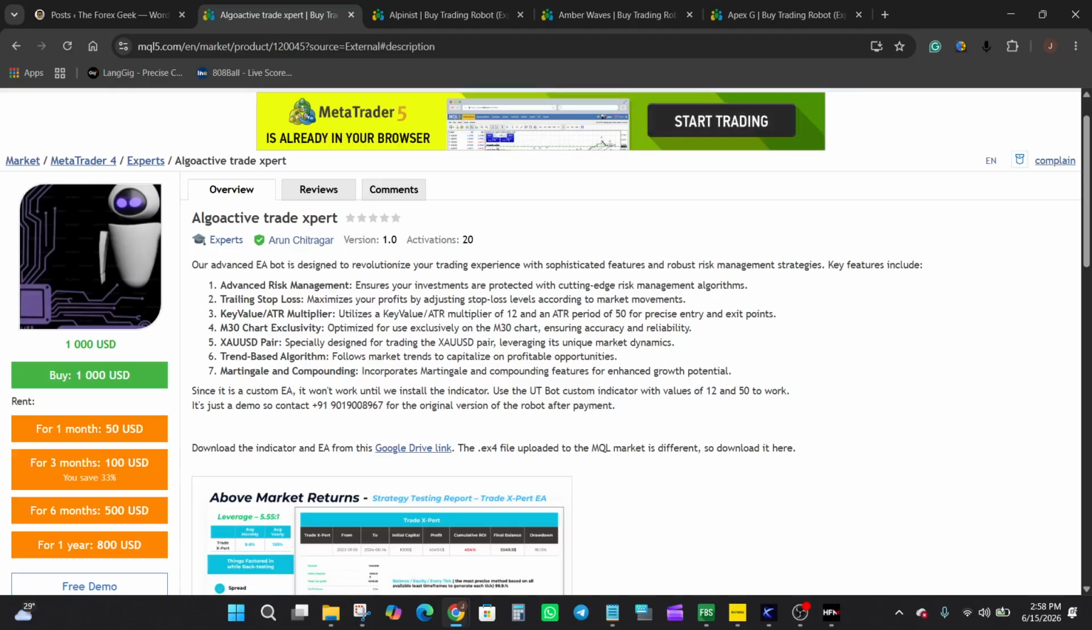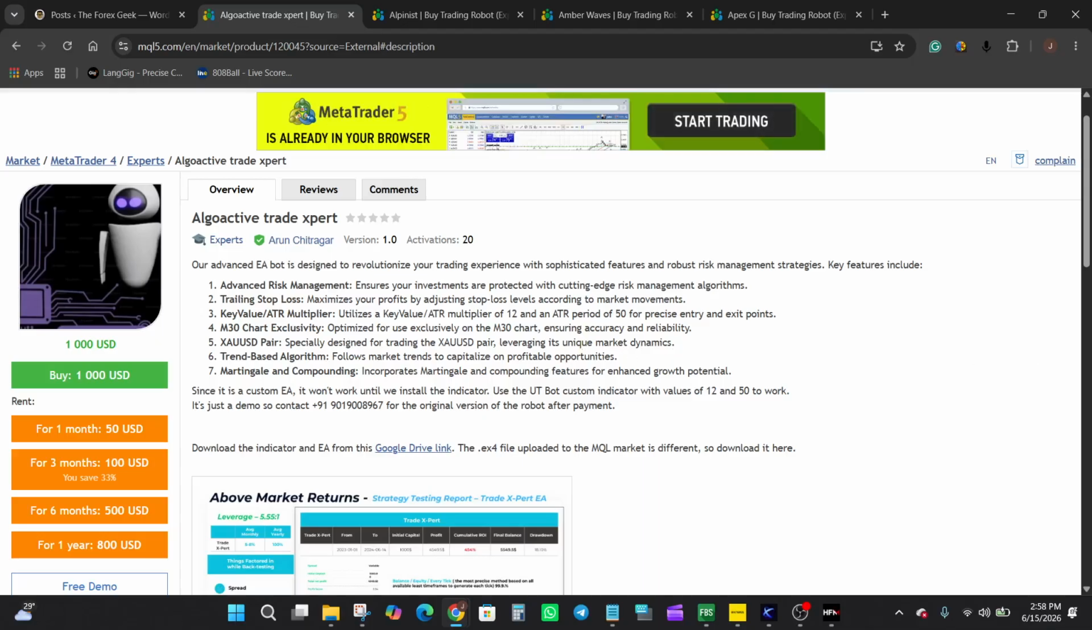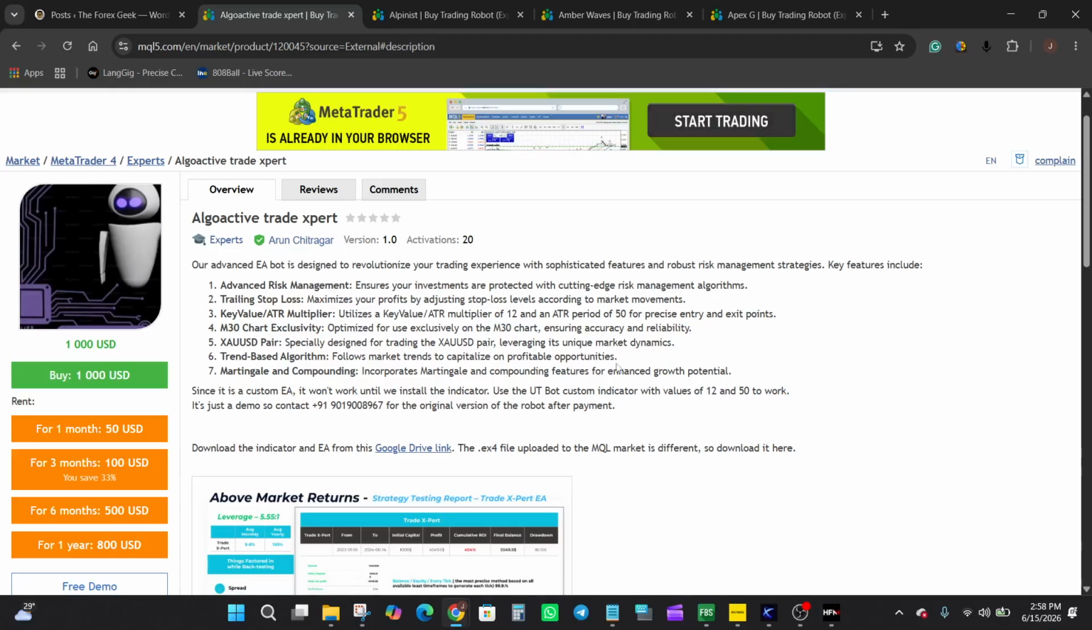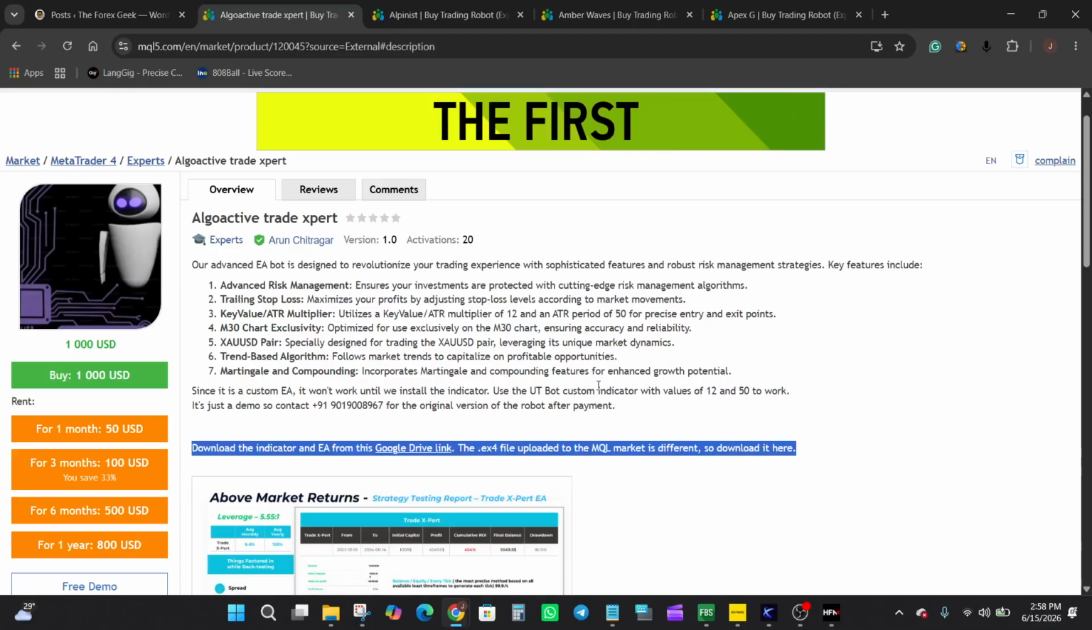Another important note on the page is that this is described as a custom EA that requires the UT bot custom indicator to be installed. The developer also mentions that the marketplace version differs from the files available through their external download source.